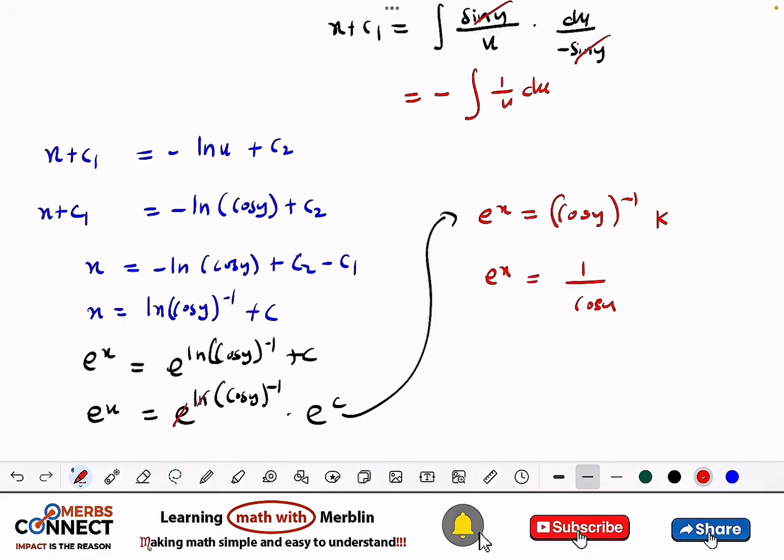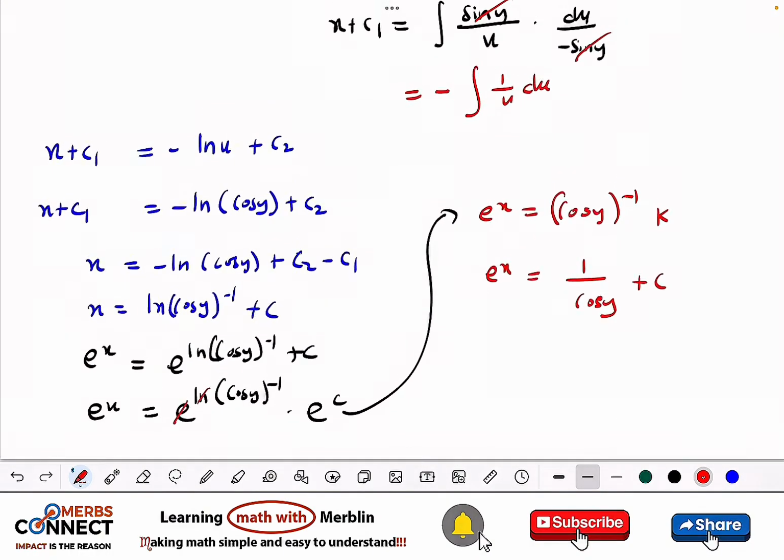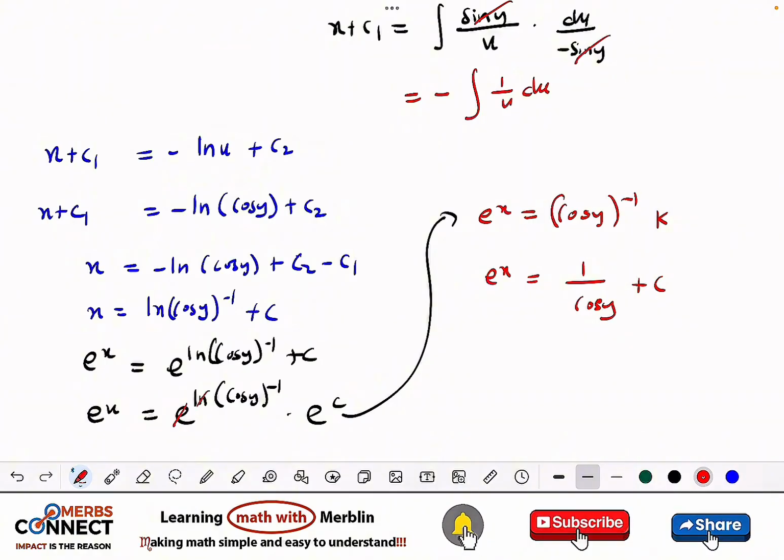So now this is going to be e to the power x is equal to 1 divided by cos y plus k, and then let's try and make cos y the subject. So what I'm going to do here is multiply through by cos y. So when I multiply through by cos y, I'm going to have cos y e^x is equal to 1 plus c cos y. Is that right, what I'm doing? Yes, that's right. Basically I'm trying to make sure that I make y the subject.